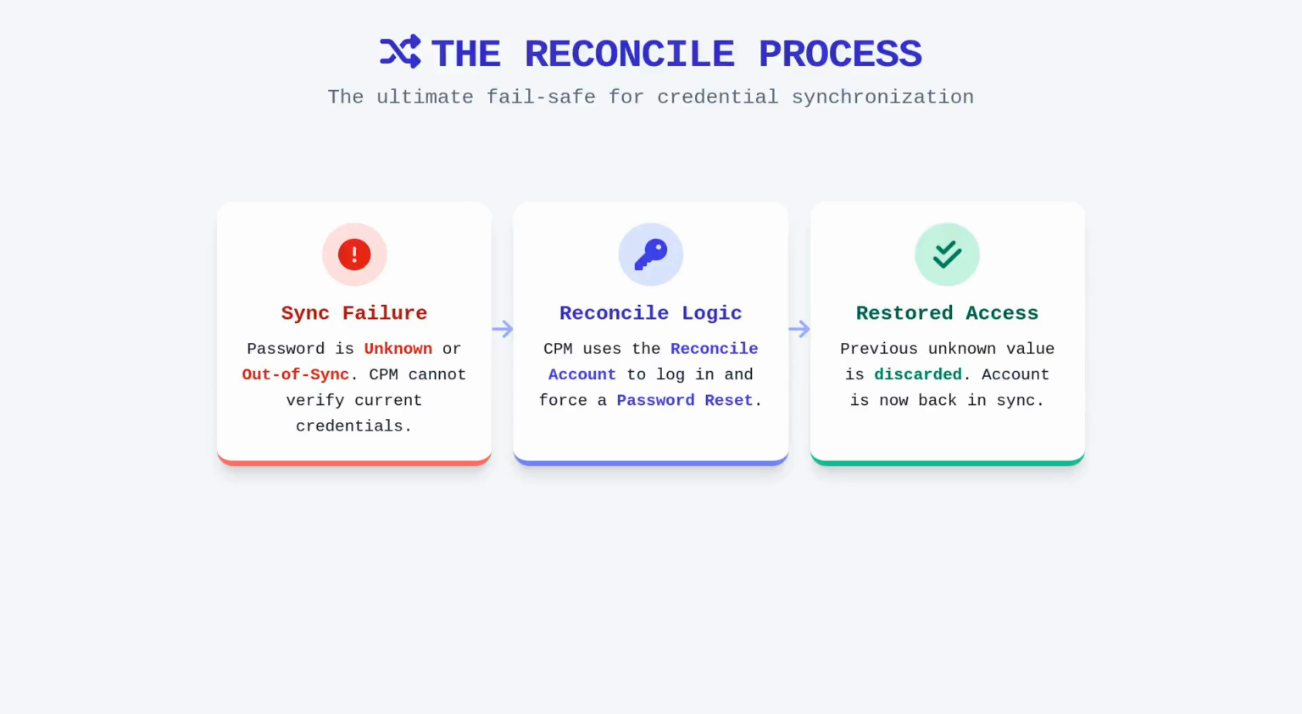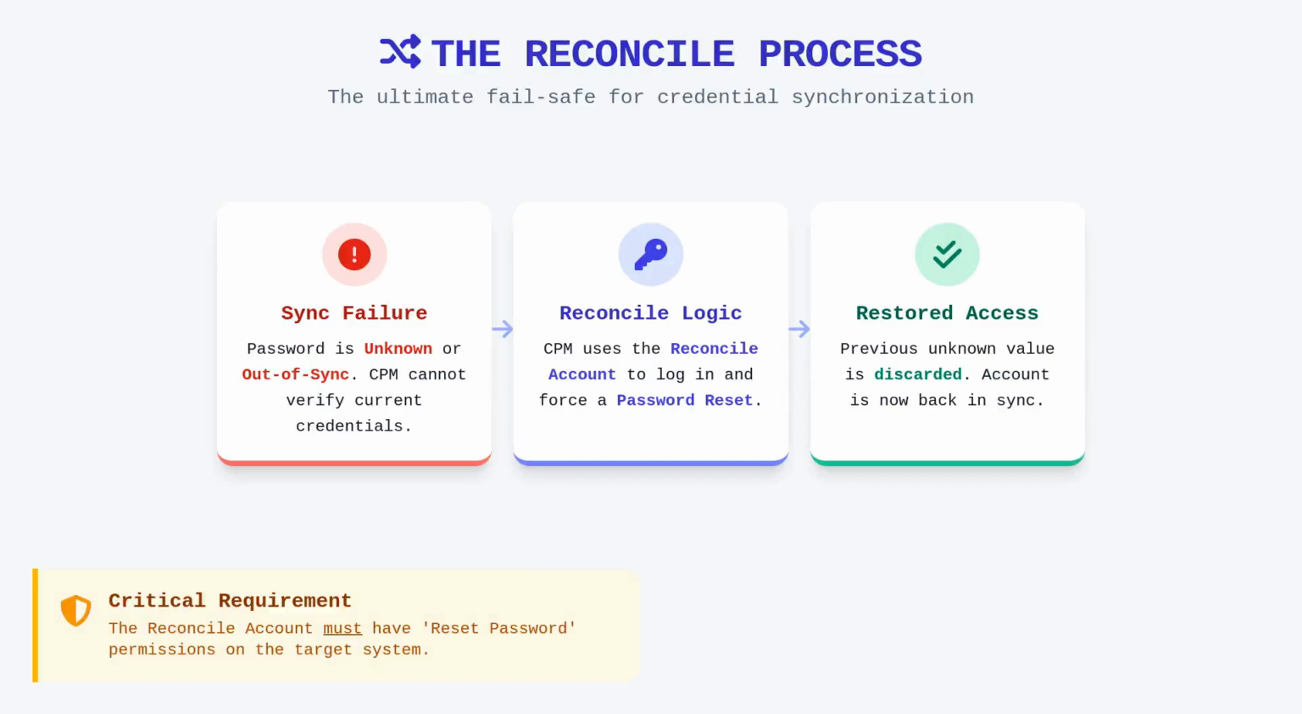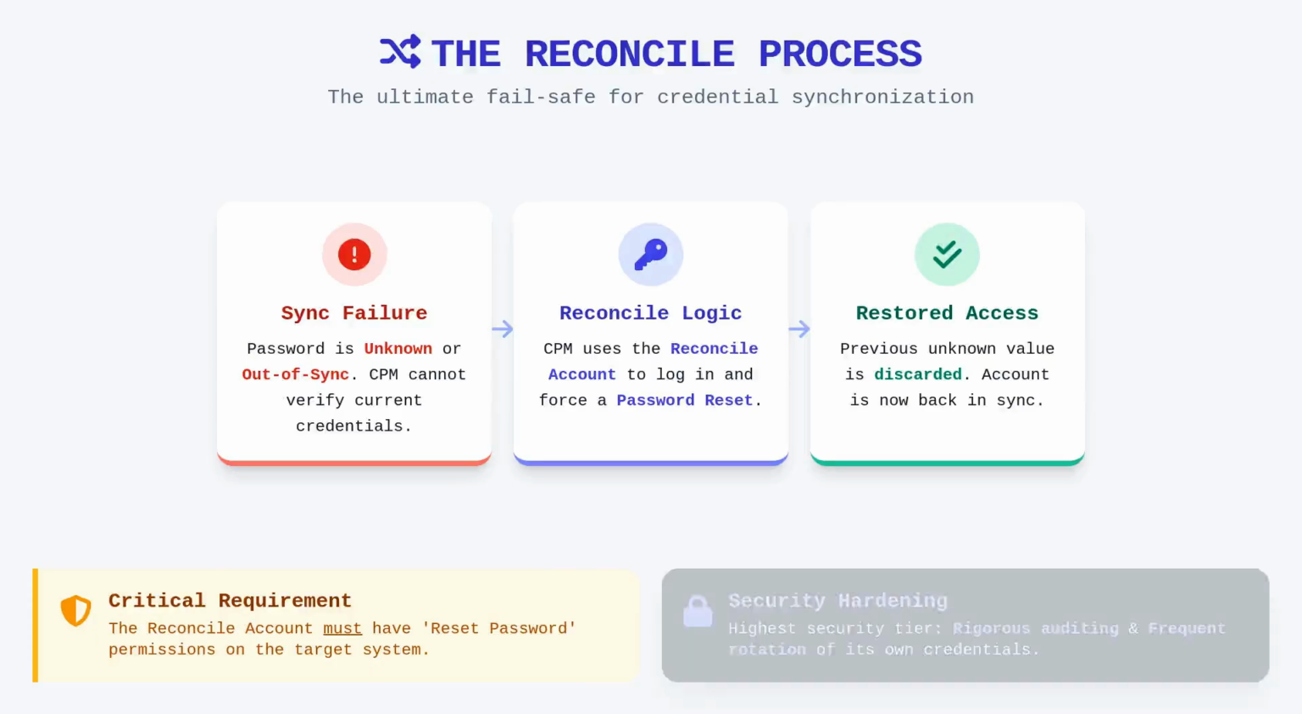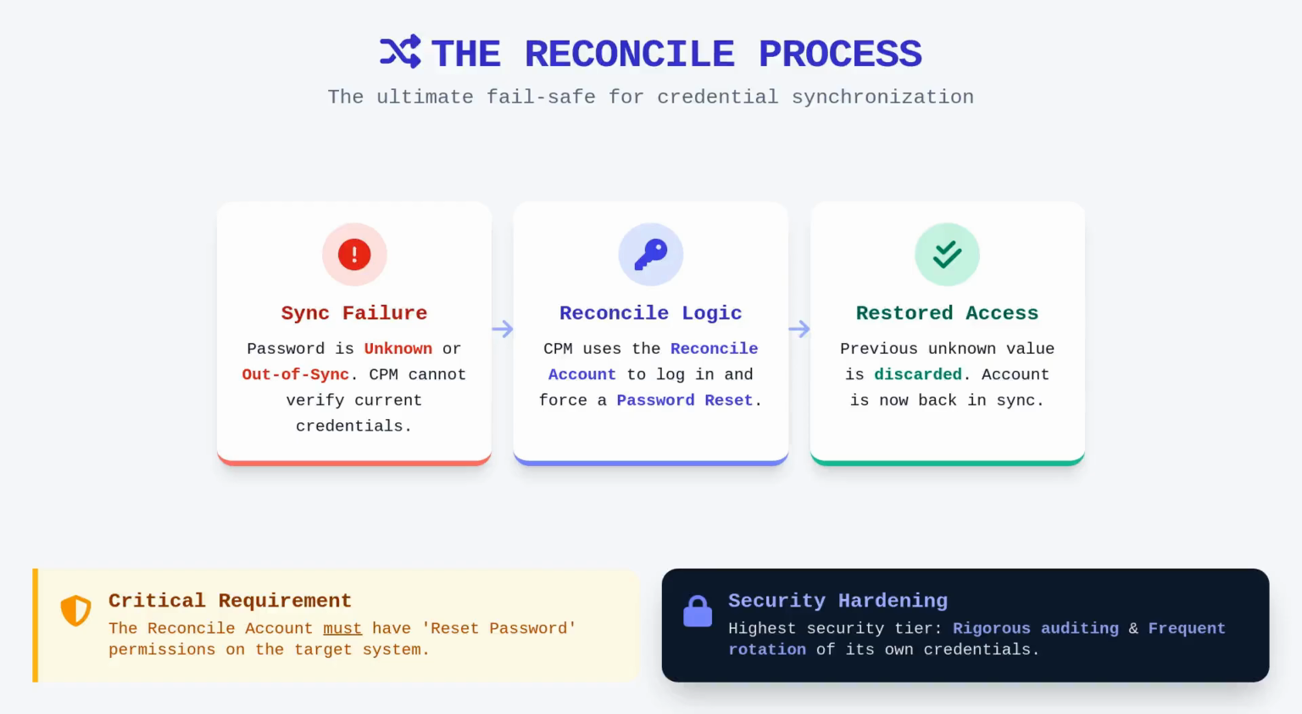This is a powerful feature, but it requires that your reconcile account has the reset password permission on the target system. Because of the inherent risk in having an account capable of overriding any sensitive credential, you must treat the reconcile account itself with the highest level of security. It must be subject to rigorous auditing and should frequently rotate its own credentials via the same or even more robust policy settings.